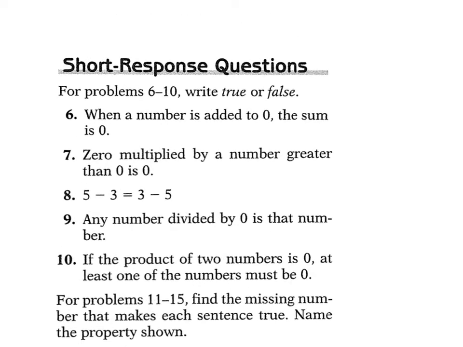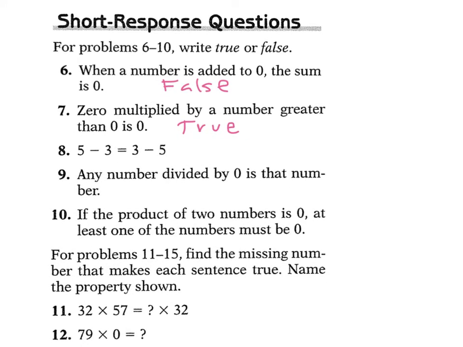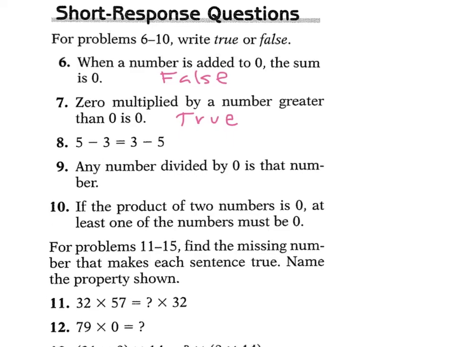Number 6, when a number is added to 0, the sum is 0. This is false, because the sum would be whatever that number is. 7, 0 multiplied by a number greater than 0 is 0. This is true. 0 multiplied times anything is 0.